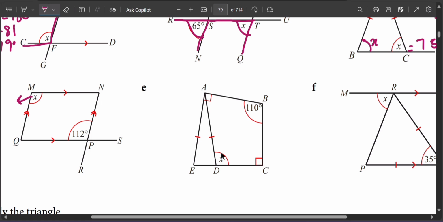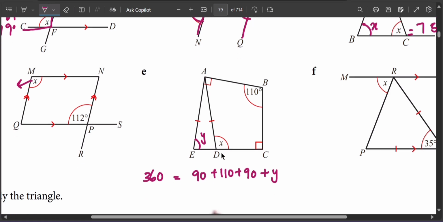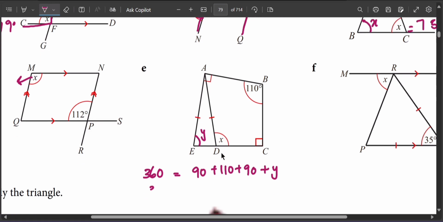A, E, C. Let's say this is y. Alright, if we say y, then the whole sum is going to be 360 is equal to 90 plus 110 plus 90 plus y. So this way we will be able to find this angle, and we subtract to get the value of y, and this way we get y is equal to 70 degrees. So this is why we got to know that this angle is 70 degrees.